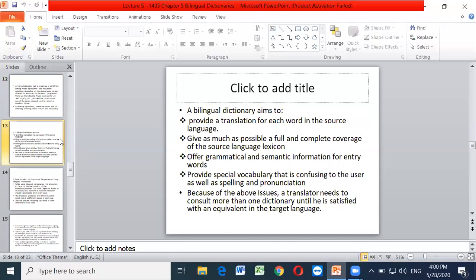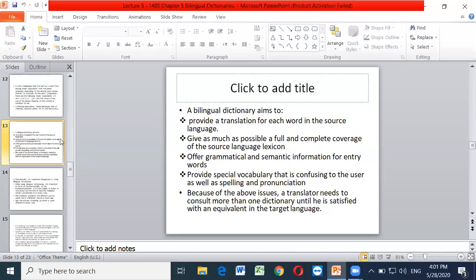A bilingual dictionary. Now we are going to look at the aims of a bilingual dictionary. Of course, the first aim is that it provides a translation for each word in the source language. The second aim is that it gives as much as possible a full and complete coverage of the source language lexicon. It offers grammatical and semantic information for entry words, and it provides special vocabulary that is confusing to the user, as well as spelling and pronunciation.